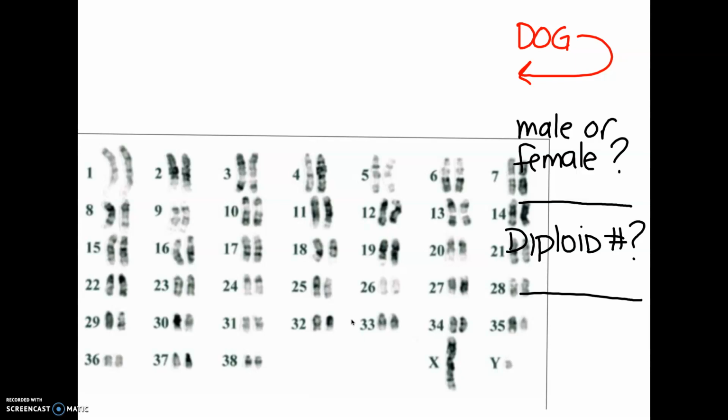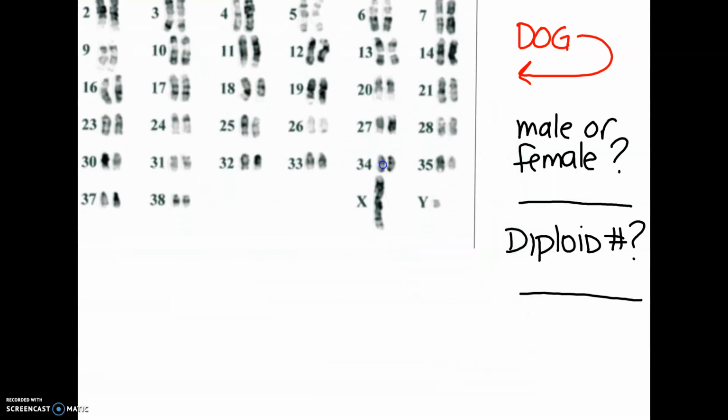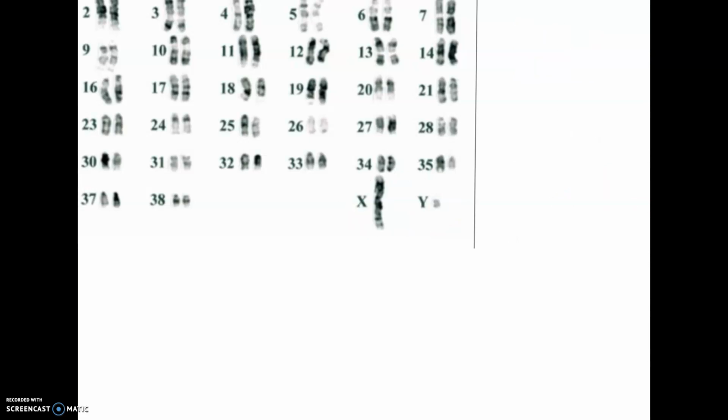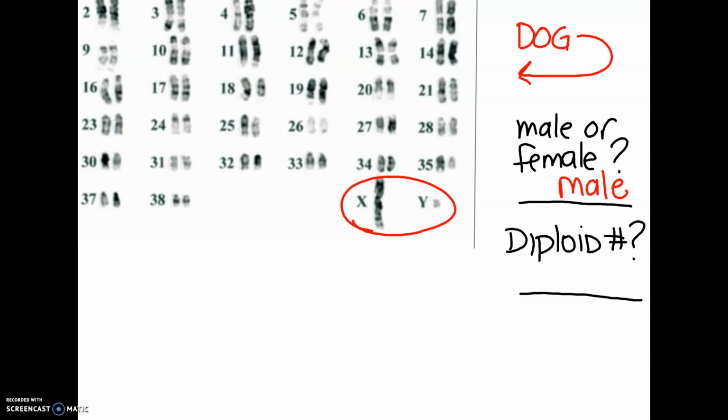The first question: is this a male or a female? What we're looking for here is the X and Y. If you look over here, notice that this has an XY, so this would be a male. Their sex is determined just like ours with XX or XY. XX would be a female. The second question here is what the diploid number of this cell is.